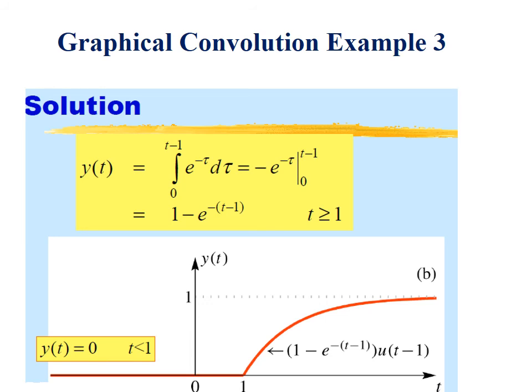So thereby for the regions, the evaluation of the integral from 0 to t minus 1 of e power minus tau d tau is going to be 1 minus e power minus t minus 1 when t is greater than 1, and y of t is going to be 0 when t is less than 1, resulting in a solution like this.